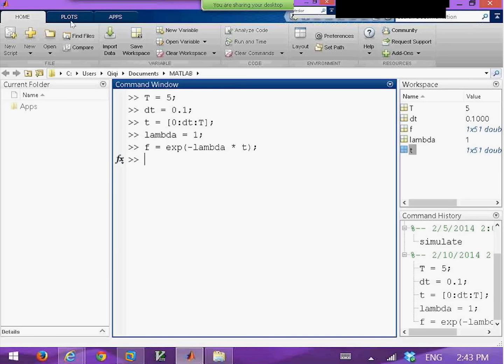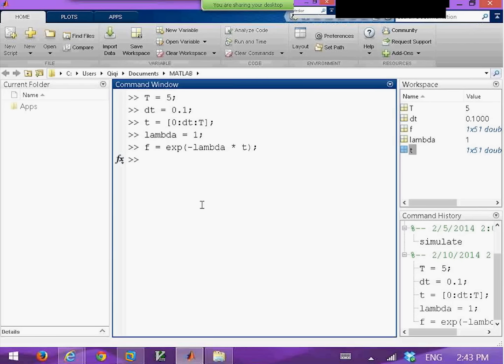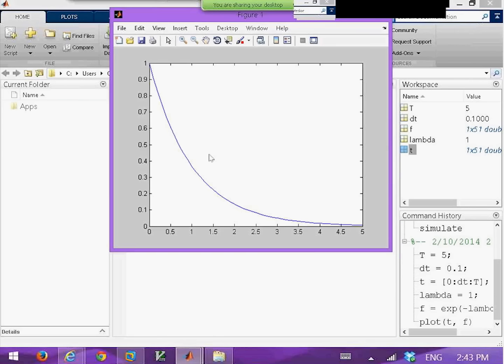How do I show the function? I can go to plot, but here I'm just going to use the command line version, plot t and f. This gives us exactly the function we expect, right? An exponentially decaying function.